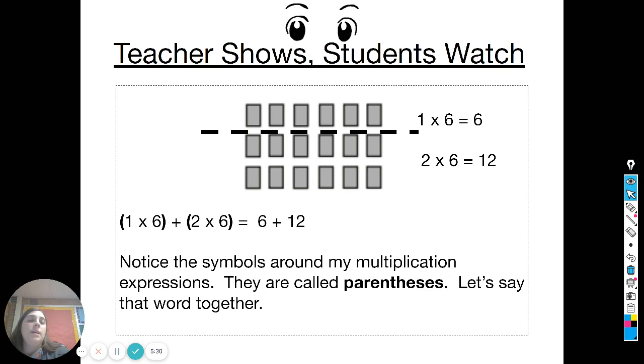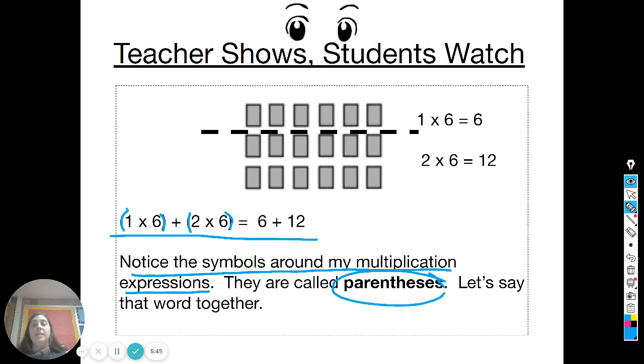So now it says, it's written this new equation for us. It says, notice that the symbols around my multiplication expressions, so these things on the side over here, these are called parentheses. Go ahead and say that word with me. Parentheses. Again, parentheses. Okay, so those are parentheses.